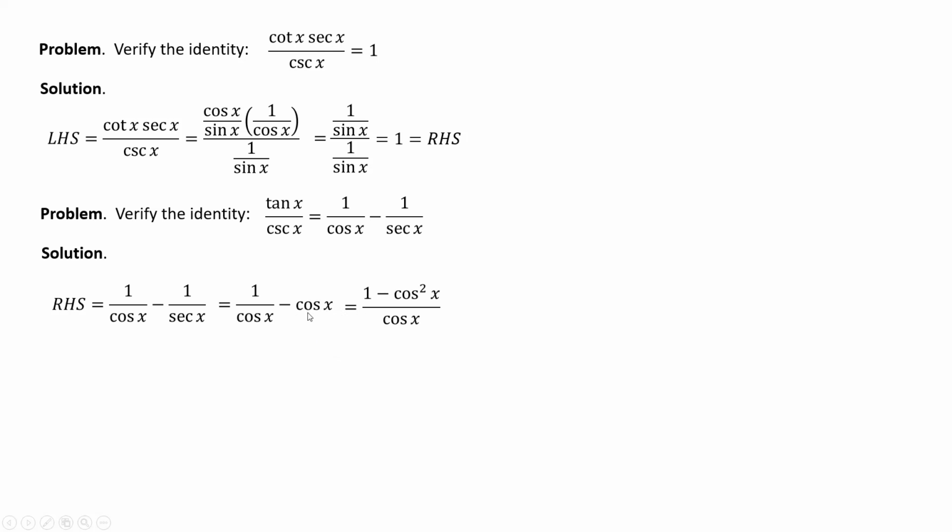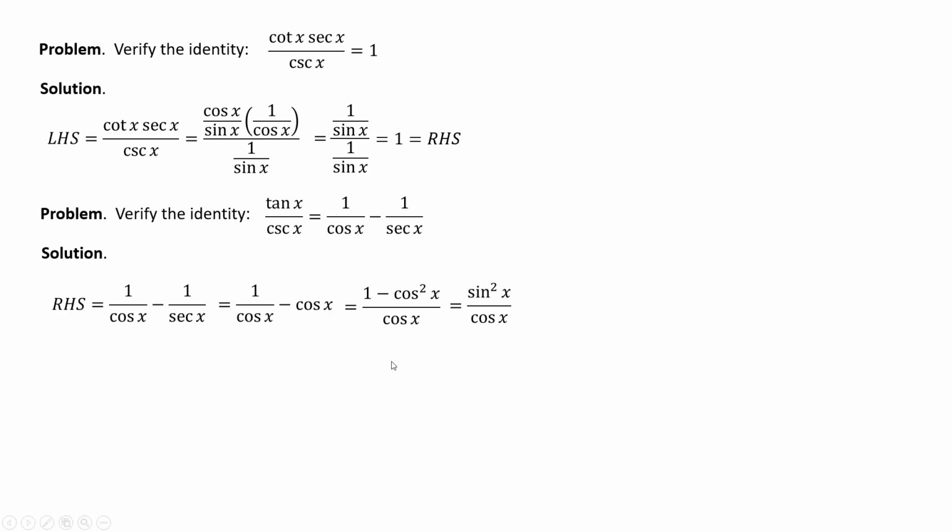If those of you who might have trouble adding, subtracting fractions want to think of this as cosine x over 1 and the least common denominator is cosine x and do it that way, you will find that this is 1 minus cosine square x over cosine x. The moment you see 1 minus cosine square x, you should recall, that's sine square x. Cool? So we have sine square x over cosine x.